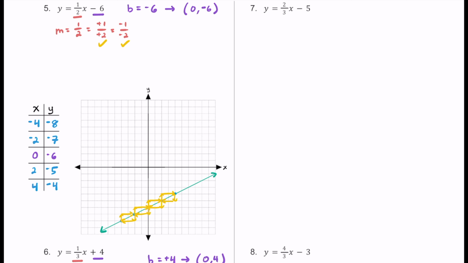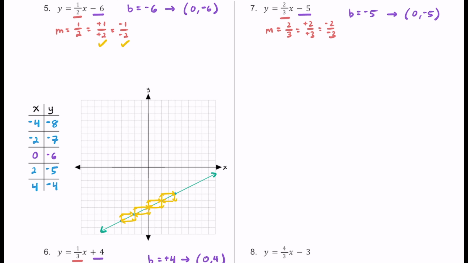Here's number 7. We have y is equal to 2/3 x minus 5. So our slope here is going to be 2/3, so m is equal to 2/3. That can be considered as a +2 over +3, or a -2 over -3. And then for this -5 here, we can say that b is equal to -5, which gives us the point right away of 0, -5.